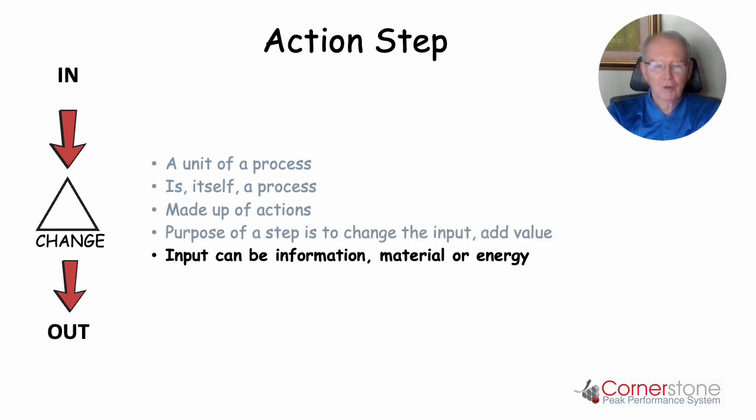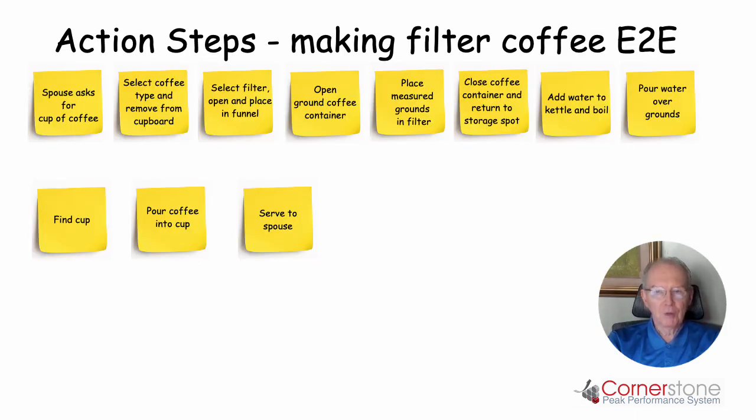Now, in the coffee example, you had materials that were being used, and inputs to a process, however, could be information, material, or energy. And as the information is changed, or the material is changed, or the energy is utilized in a particular way, that's where you're adding value to what the customer is looking for. Mapping a process is a very useful exercise. It gives you an overall view of what a process is about.